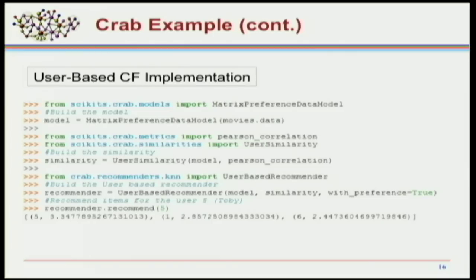User-based collaborative filtering. This is an example of using user-to-user similarities with Pearson correlation. You can easily do that by importing Pearson correlation, generating a model based on it, and then essentially using k-nearest neighbor. Here is one example of using the recommender for user number 5, and this generates a set of movies and their predicted ratings for that particular user.